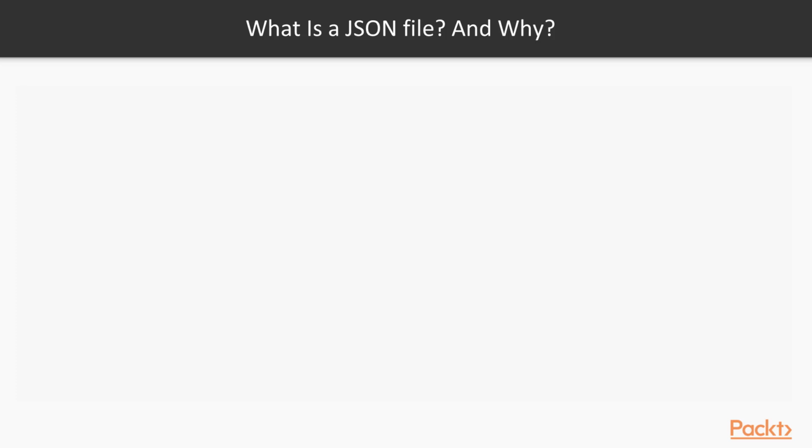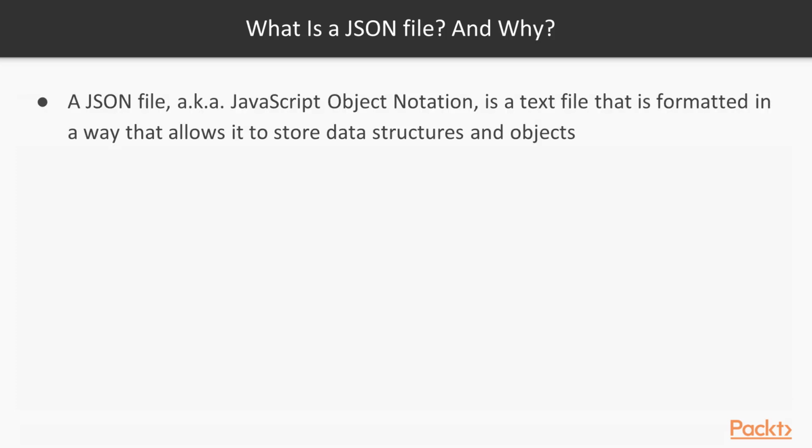Okay, so first and foremost, you may be asking what is a JSON file. For those who know, maybe this is just a recap. JSON, also known as JavaScript Object Notation, is a text file that is formatted in a way that allows it to store data structures and objects. It does this by having tags for the data, so it's more like XML and even HTML or Markdown.